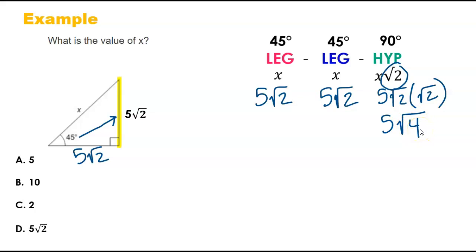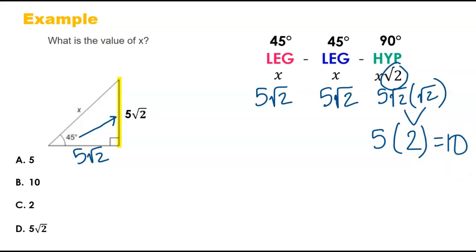But let's think about this. What is the square root of 4? It's 2. So what happens is when you have square root of 2 times square root of 2, right here, that just becomes a 2. So you would have 5 times 2, which is 10.